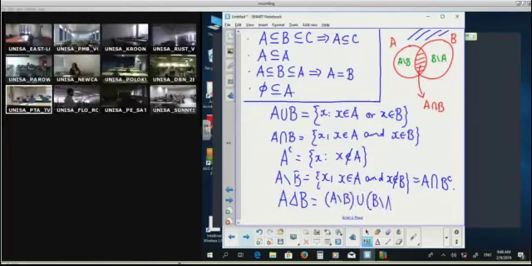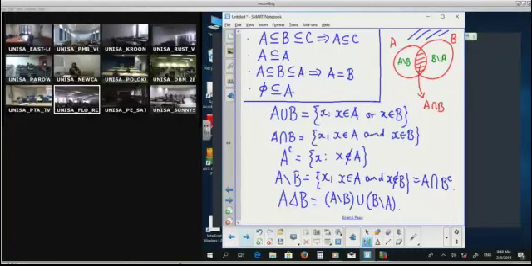It's called the difference, or the relative complement. The relative complement of B with respect to A. So those are the names.